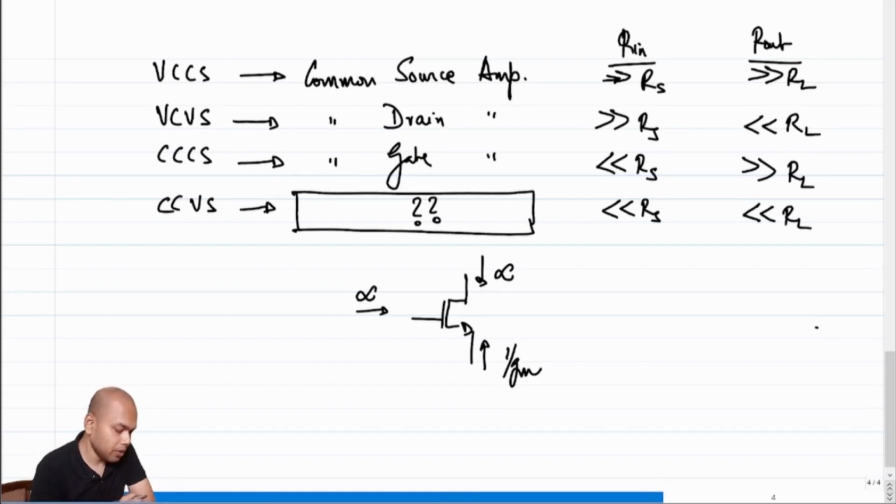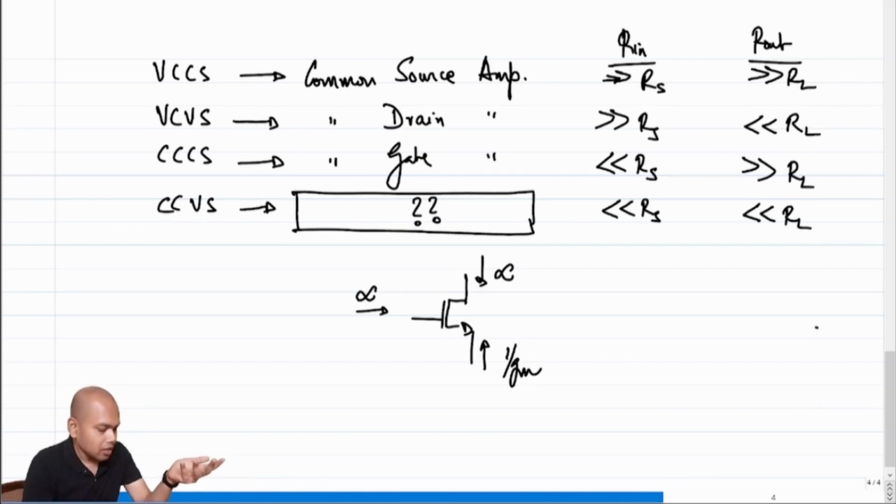Now when we wanted a VCCS or VCVS, we could connect as follows. In case of a VCCS, we wanted two nodes of a transistor which were high impedance, and that is available. In case of a VCVS, we wanted the input node to be high impedance and the output node to be low impedance. That was also possible because the input node was the gate and the output node was the source. In case of a current controlled current source, we wanted the input node to be low impedance and the output node to be high impedance. That is also possible because the input node was the source and the output node was the drain.